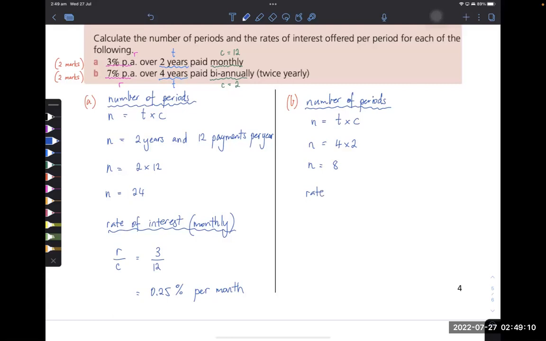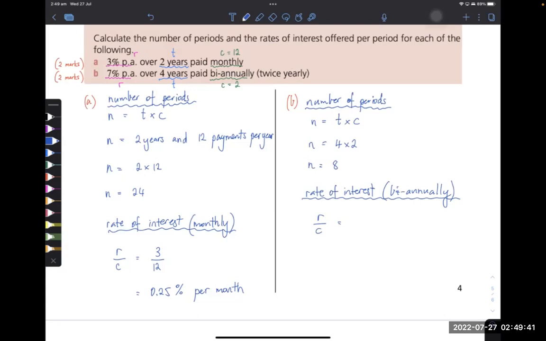Last thing we're going to find is the rate of interest. But we're not going to find the rate of interest monthly anymore. We just want to look at it biannually. This word bi means twice. Annually means yearly. So you can write the word biannually because it's more of a technical word. We'll practice using technical words.